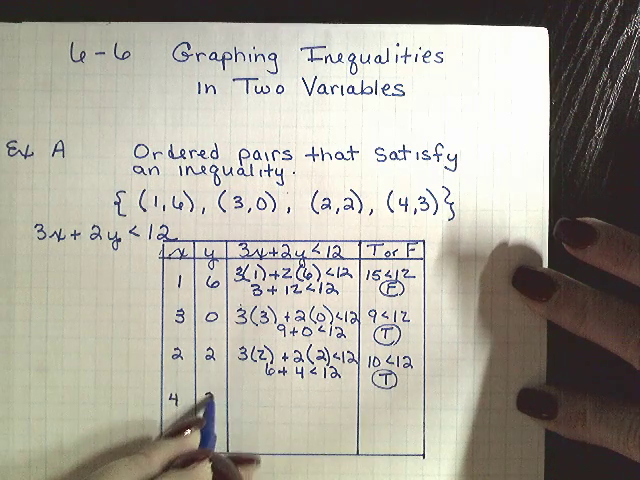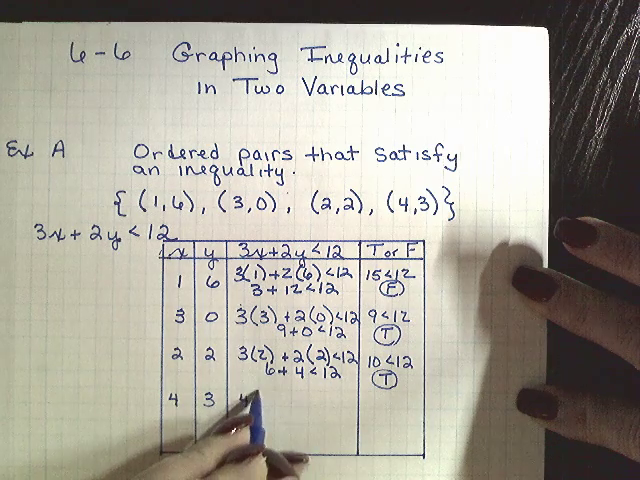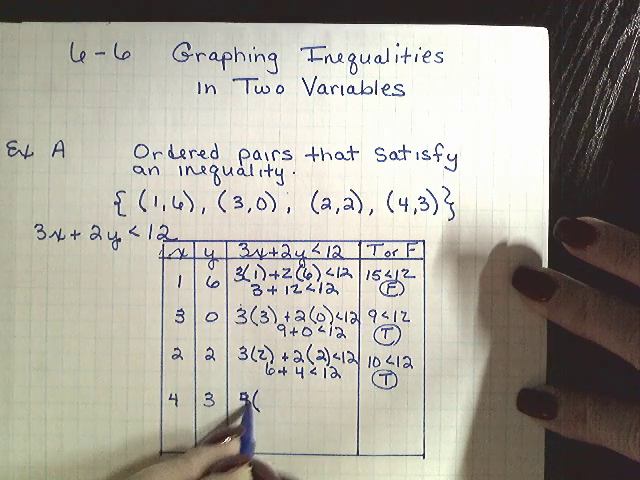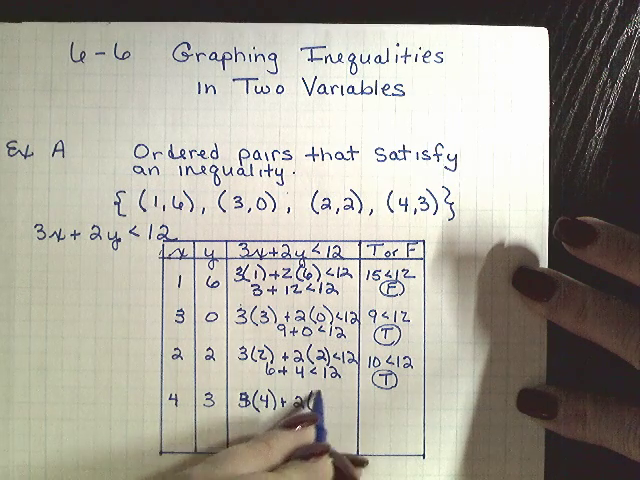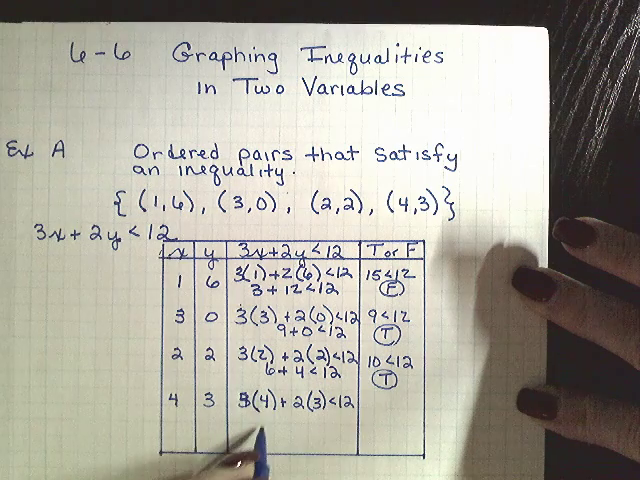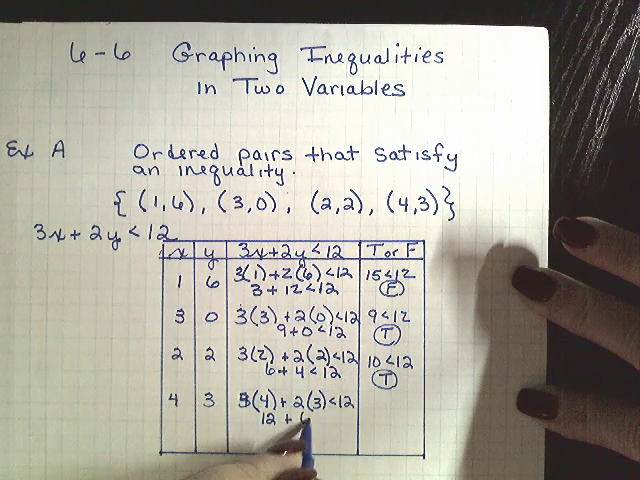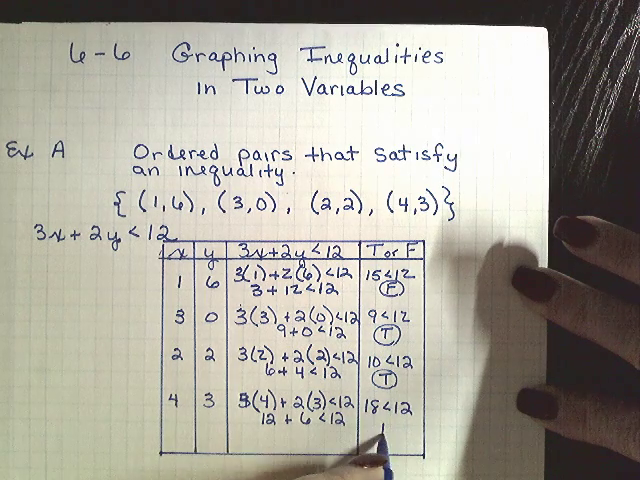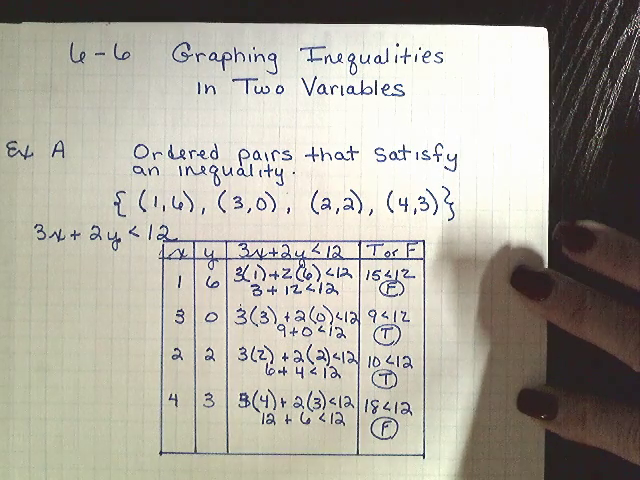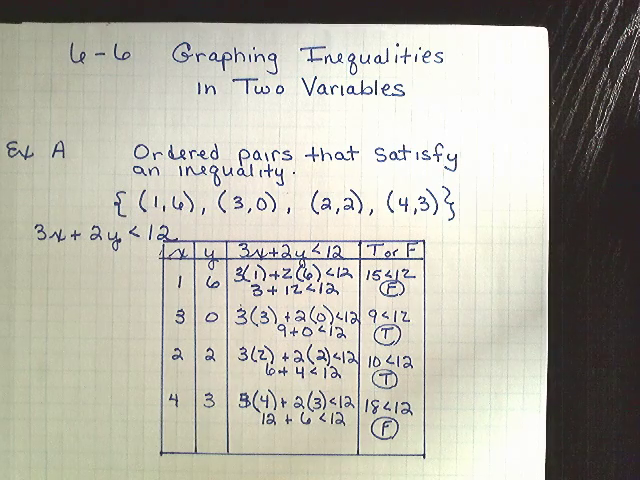Last point, (4, 3). 3 times 4 plus 2 times 3 is less than 12. 3 times 4 is 12, plus 6 is less than 12. That would be 18 is less than 12, which means it is false. Okay, so that's how you would substitute points into the inequality to prove whether or not the inequality is true or false, whether those points are going to satisfy that inequality.